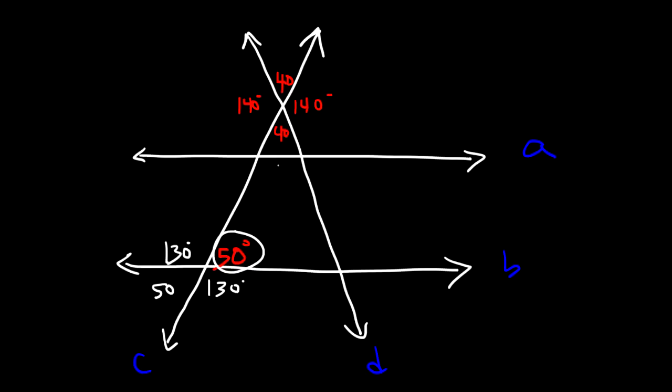Now, these two angles are consecutive interior angles. They add up to 180, which means this is 130. Now, these two angles are alternate interior angles. So therefore, this is 50. And this angle and that angle, they're alternate exterior angles, so they're congruent, which means this must be 130.